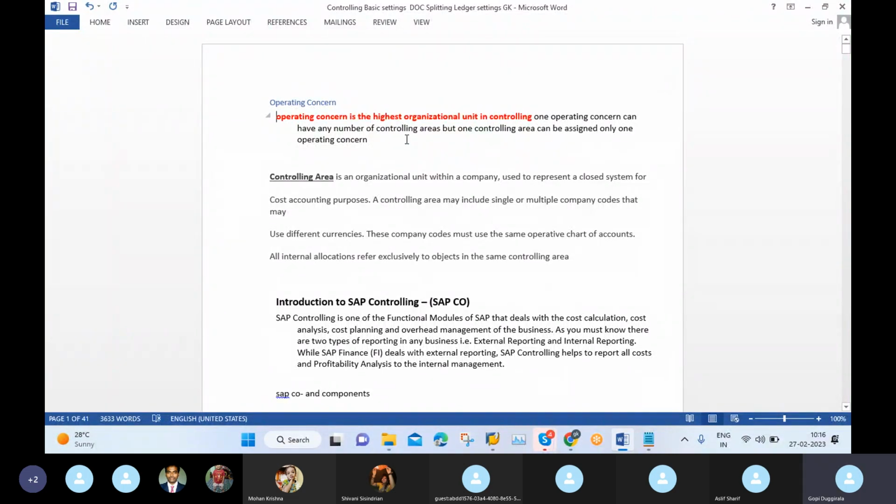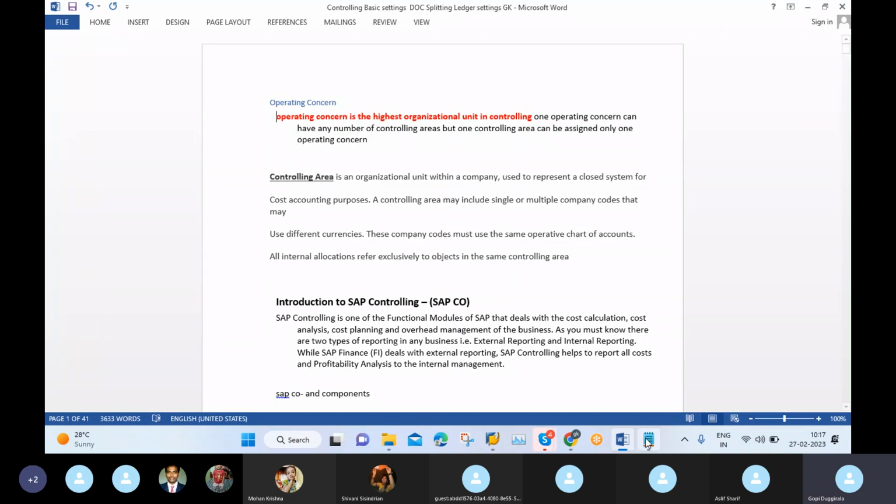Later we can define company code. Within that company, we can assign company code, right? When it comes to controlling and the combination of finance and controlling module, the highest organizational unit is operating concern. So operating concern over client, within that we can maintain company. Within that company, we can maintain company code over controlling area.